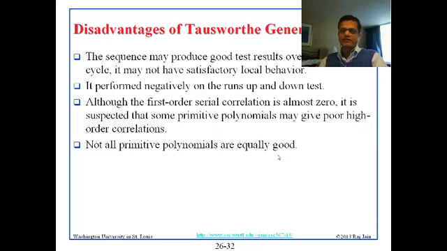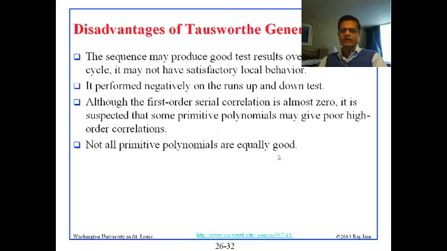You just count how many times you get 0 to 1 and how many times you get 1 to 0 and things like that. Although the first order serial correlation is almost 0, it is suspected that some primitive polynomials may give poor high order correlations. What that means is that the successive numbers may not be correlated, but it is quite possible that n is correlated with n minus 2. Okay, n may not be correlated with n minus 1, but may be correlated with n minus 2 or n minus 3.